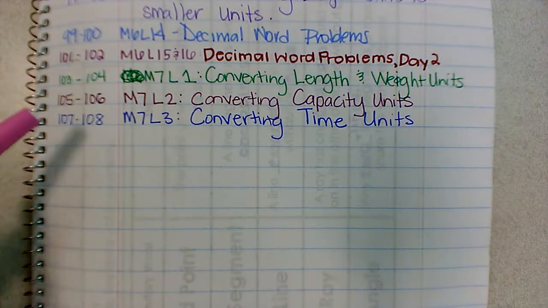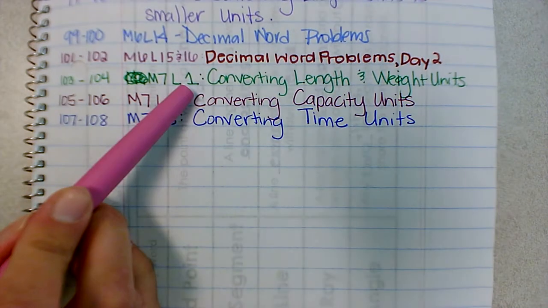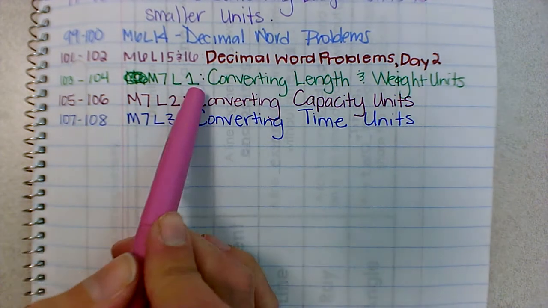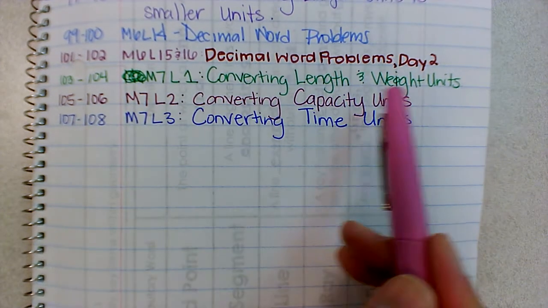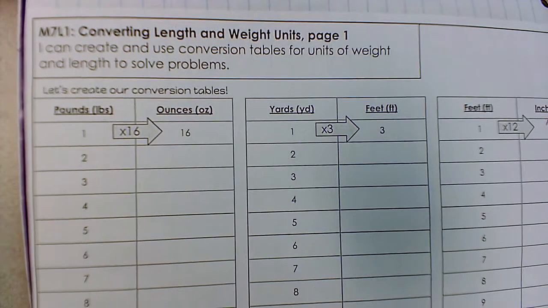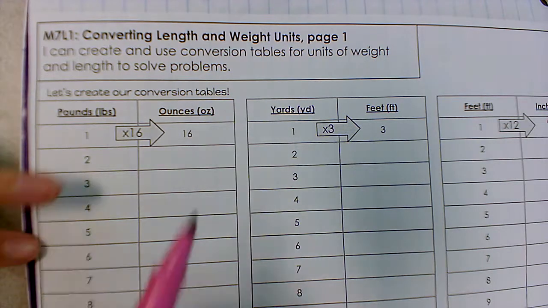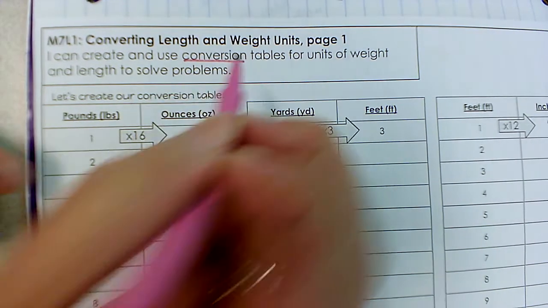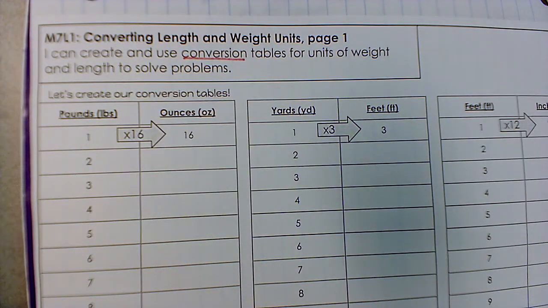Hi, fourth graders. We are on Module 7, Lesson 1 today, our first lesson of this module, and we will be converting length and weight units. So when you have your table of contents finished, I'll have you flip to our notes today, and you can see our objective says, I can create and use conversion tables for units of weight and length to solve problems.